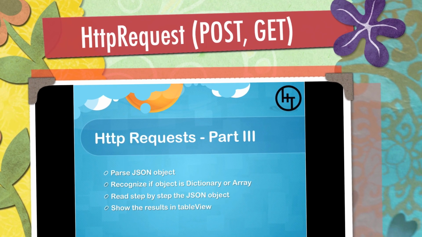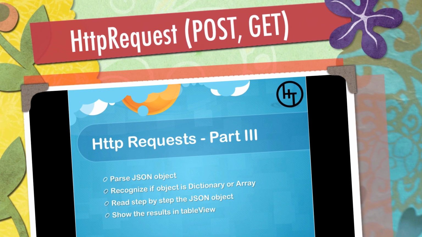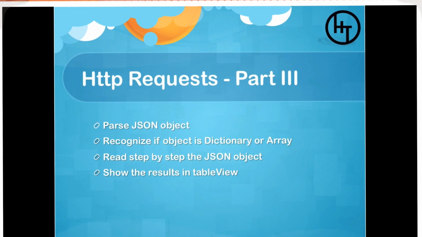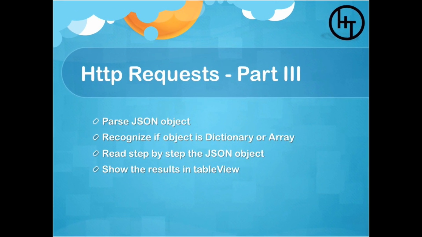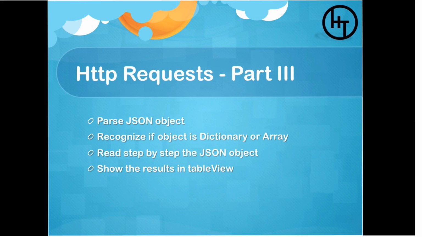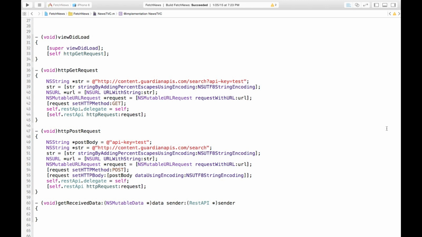In this tutorial, the last tutorial of HttpRequest, we parse the JSON object, we recognize if it's a dictionary or array, then we read it step by step, and finally we show it in a table view. So let's move on. In the previous tutorial, we reached the point that we sent the request and we received the response, and now we have to parse this response or make it human readable and put it inside of our table.